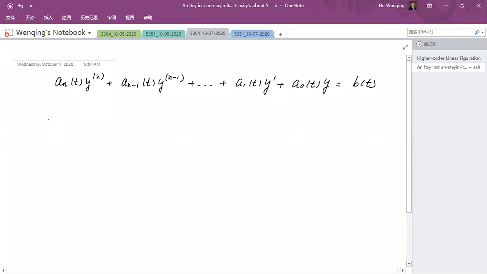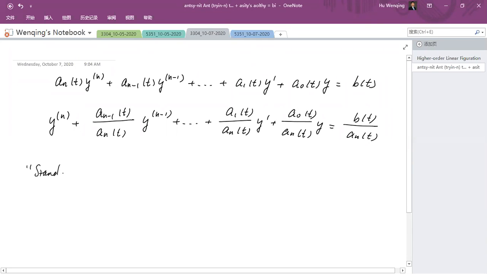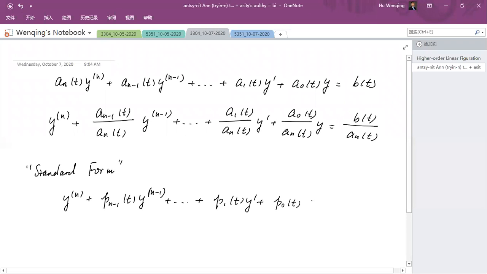Now we can turn this equation into standard form by dividing by a n of t. So y n's derivative plus a n minus 1 of t divided by a n of t of y n minus 1, plus dot dot dot plus a1 of t divided by a n of t y prime plus a0 of t divided by a n of t of y is equal to b of t divided by a n of t. So the standard form is an equation of the form y n's derivative plus p n minus 1 of t of y n minus 1's derivative, plus dot dot dot plus p1 of t of y prime plus p0 of t of y is equal to g of t.